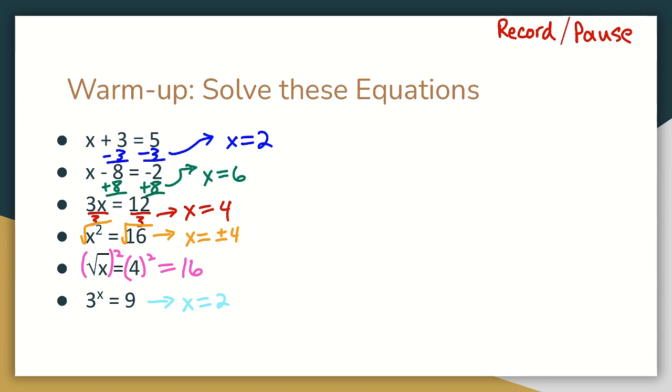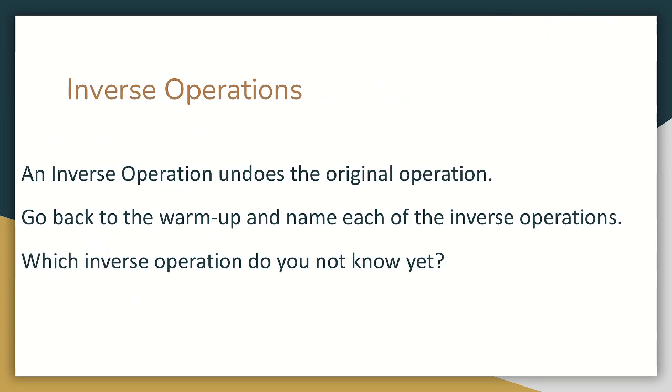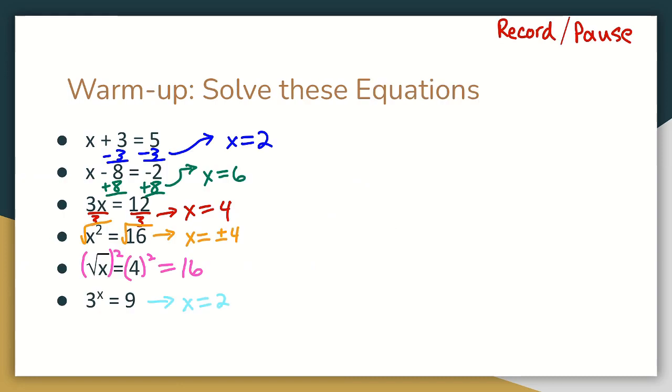All right. So an inverse operation undoes the original operation. Go back to the warm-up and name each of the inverse operations. Which inverse operation do you not know yet? Well, here we said subtract, add, divide, square root, square. Inverse of that. What's the inverse that allows me to get to there? Does anybody know?